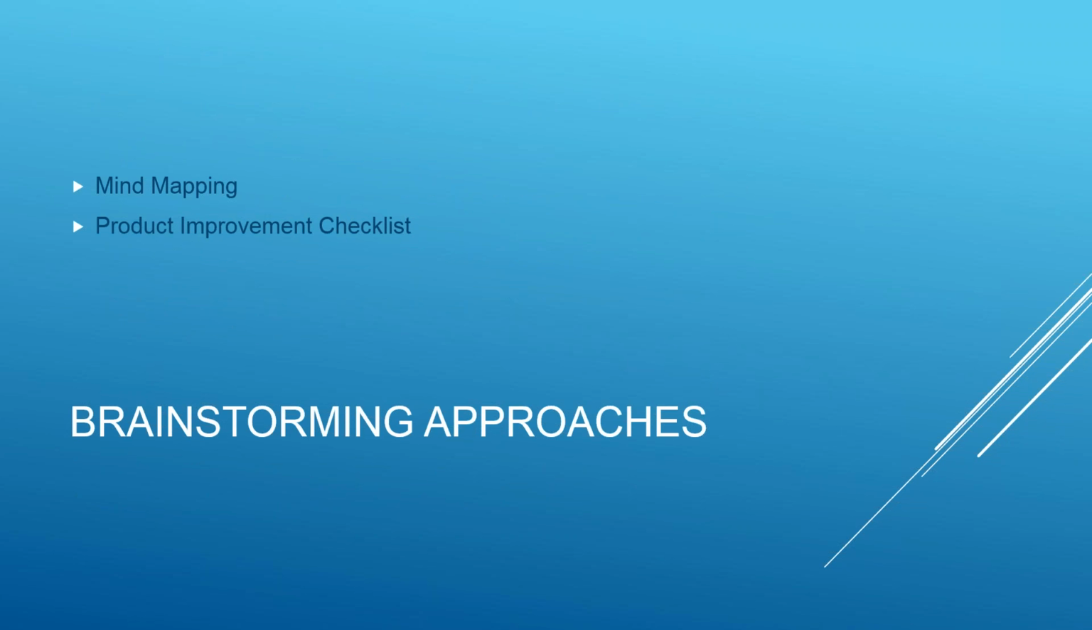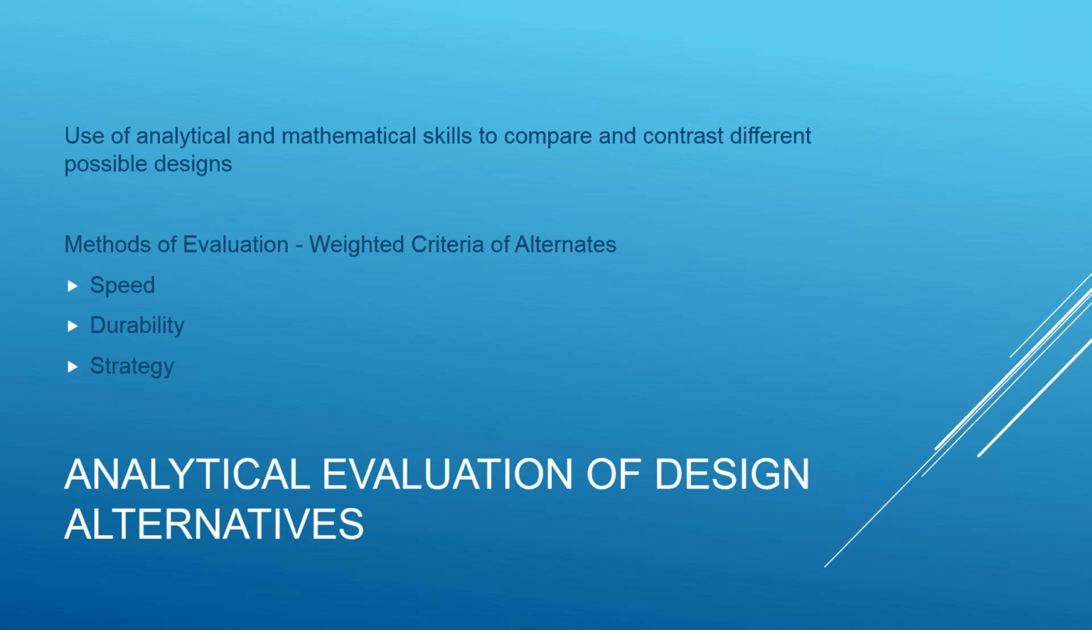Okay, there are a couple of brainstorming approaches that you can use. We've used mind mapping and a product improvement checklist. And you just need to look for a way that you can best identify ideas with your team and document those ideas. Okay, we're also going to use analytical math skills to compare and contrast different possible designs. Some of the things that we may evaluate would be the speed of the robot, the durability of the robot, and the strategy of the game. So all of those are going to come into play as we develop the design of the robot.